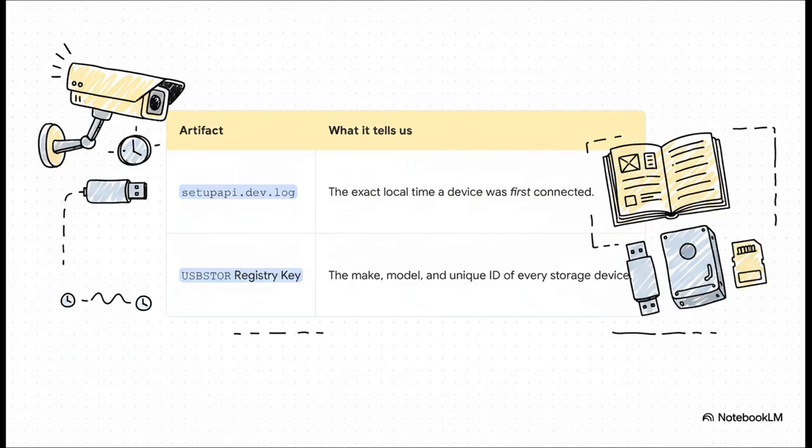So these two key artifacts, they really work together. That log file, the setupapi.dev.log, it's basically a timestamp security camera. It tells us the exact moment a device was first plugged in. And then there's the USBSTOR registry key. Think of that as a building sign-in sheet. It records the make, model, and unique serial number of every storage device that's ever been connected.